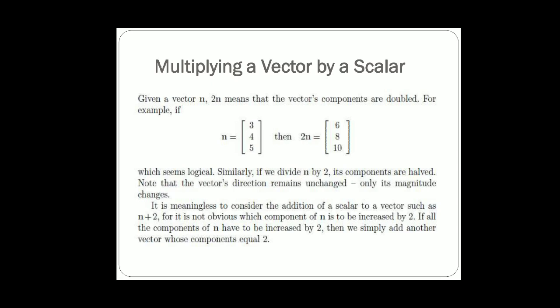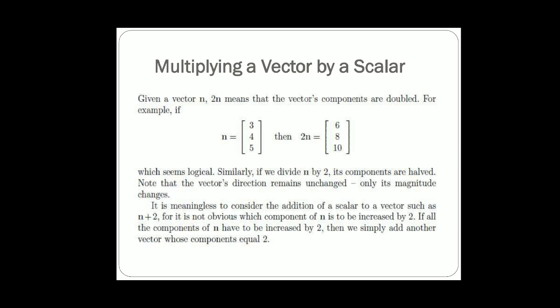Similarly, if we divide n by 2, its components are halved. Note the vector direction remains unchanged, only its magnitude changes. So displacement will not be there. That is, I cannot disarrange 4 first, then 3 and then 5. The arrangement remains the same. If I divide it by 2, it will become half its value, that is 3 will become 1.5, 4 will become 2, and 5 will be 2.5. So it will be half of my values.